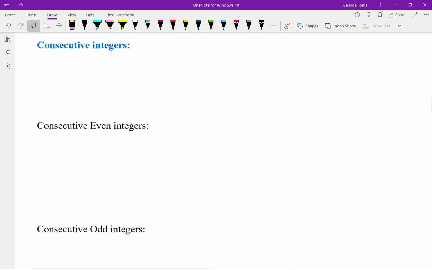All right, so let's move on to consecutive integers. So we want to recall that integers are whole numbers and their opposites. So I'm going to just write down integers, no fractions or decimals. It's important to remember that.